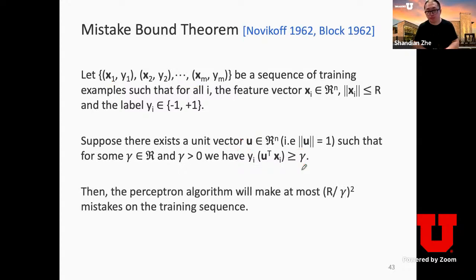And then given these two conditions, one about the span of the training examples, the other about the linear separability of the data set, we can conclude that the perceptron algorithm will make at most (R over gamma) squared mistakes on the training sequence. Then it will not make any mistakes in predicting the incoming training examples, and it will return a linearly separating hyperplane. But this hyperplane is not necessarily the same as u.